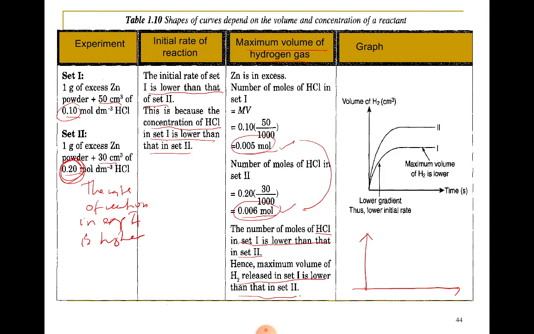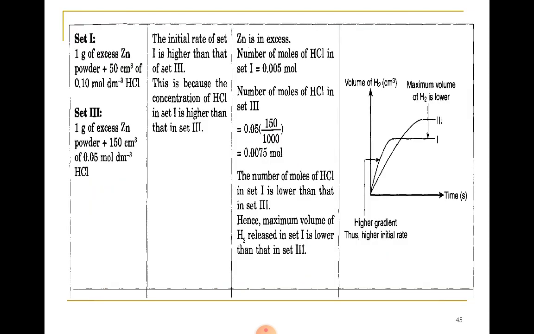Okay, so kita lukis curve yang pertama. Contoh kita ambil experiment 1. Okay, experiment 2, the concentration is higher and also the volume of hydrogen gas release also higher. So ini experiment 2. Okay, volume of H2 in centimeter cubic. This is time in second. Okay, we look at the experiment.